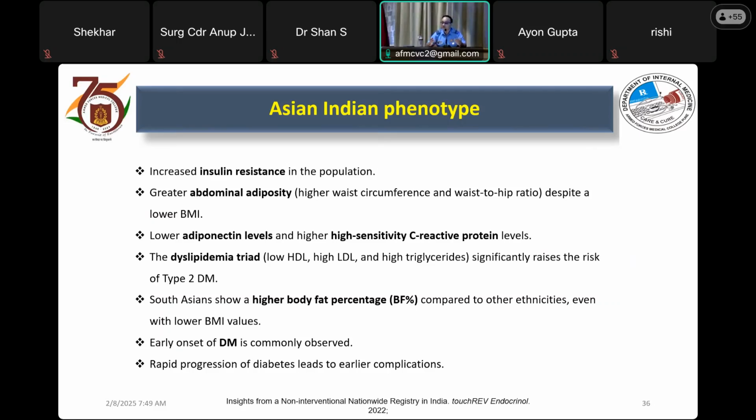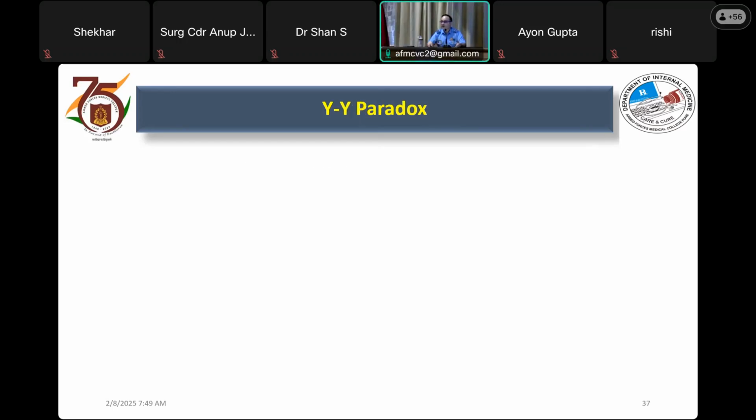In fact, this is called normal weight obesity. It has been seen in Indian people with a normal BMI cutoff. For example, if a person has a body mass index of 22.5, he may have a higher body fat percentage. So, Robin, what is this Y-Y paradox?